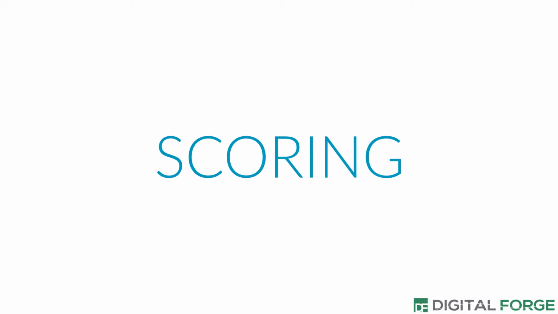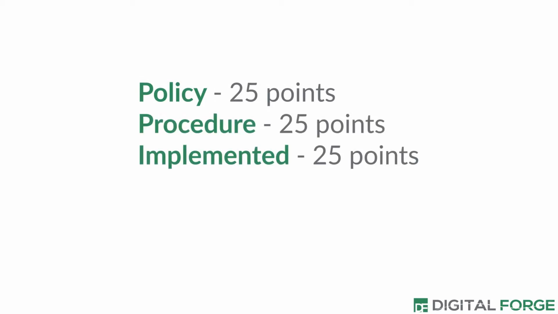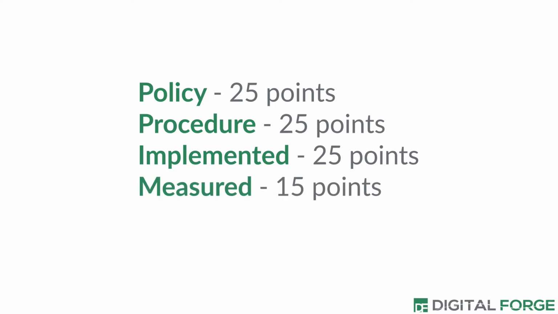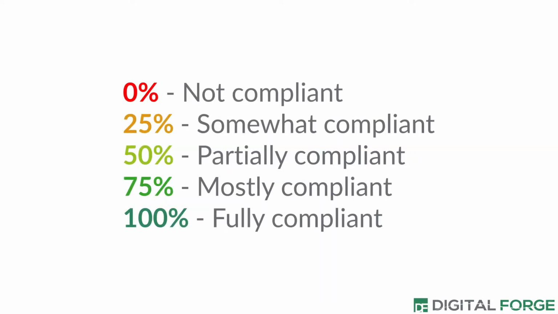Scoring. HITRUST evaluates all its controls in 5 areas. The categories Policy, Procedure, and Implemented are worth 25 points each. Measured is worth 15 points, and Managed is worth 10 points. A percentage from 0 to 100% in increments of 25 is granted according to the compliance level as seen here. The goal is to reach 66% or more average, combining all scoring areas to pass each control statement.